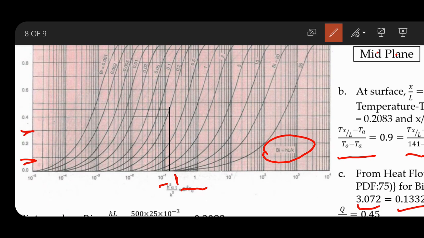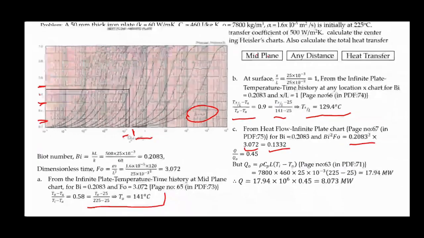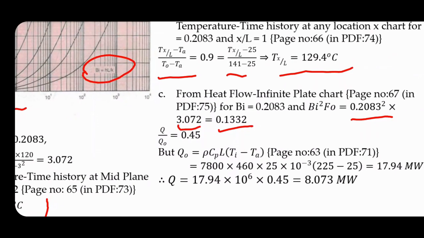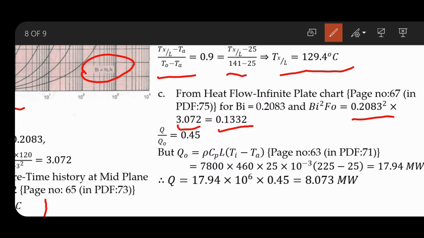So then 0.3, 0.4 and 0.5. And since this horizontal line, the black line, is lying in between those two, I have taken the ratio as 0.45. So once you find out that ratio, now we need to find out Q naught, and the equation for Q naught is given in page number 63.